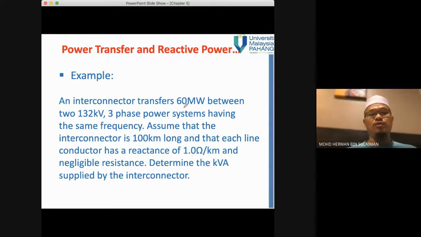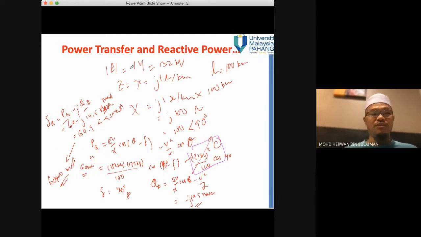So this is an example, just a quick example. We have an interconnector transferring P of 60 megawatts between two 132 kV three-phase power systems having the same frequency. Assume that the interconnector is 100 km long and each line conductor has a reactance of 1 ohm per kilometer. We assume R is equal to 0, and then determine the kVA supplied by the connector. So we have P here, and E and V are 132 kV. And we have our Z, or X because we assume R is 0, as 1 ohm per kilometer, and our length is 100 km.